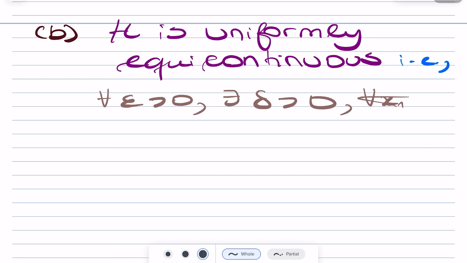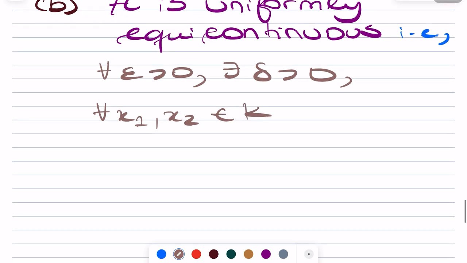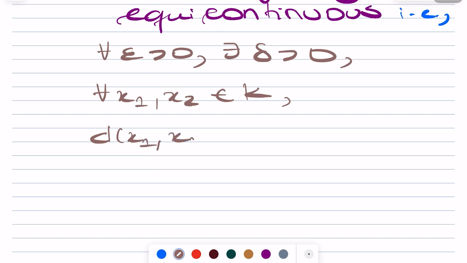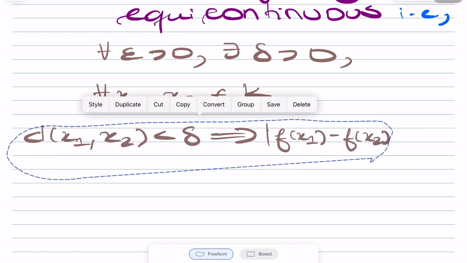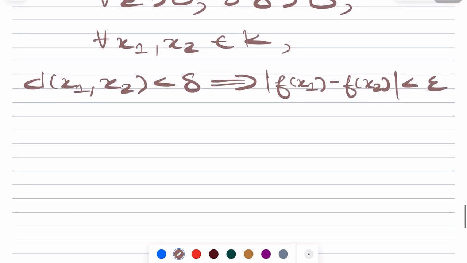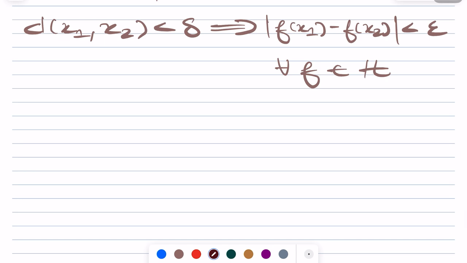x2 in K, if the distance of x1 to x2 is strictly less than delta, then the absolute value of f(x1) minus f(x2) is strictly less than epsilon, for every f in H. Okay, so let's go into the proof.